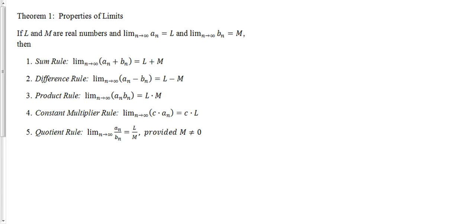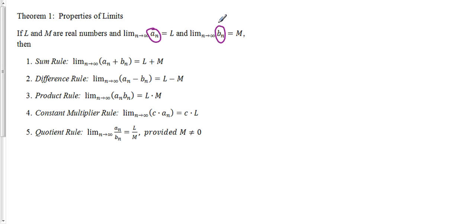All right, you were supposed to have written Theorem 1, Properties of Limits, into your journal. Now this is very similar to what we did in Chapter 2, except now instead of having a function in our limits, we have the nth term of a sequence.